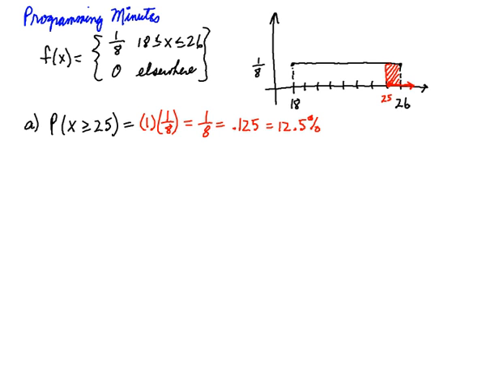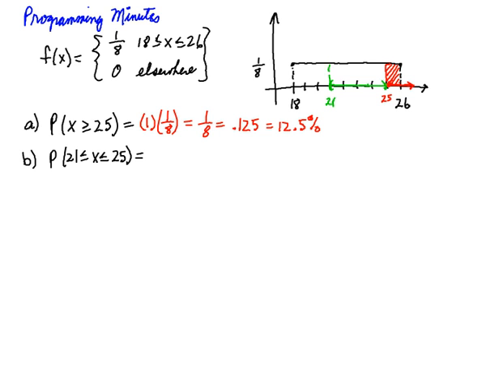Okay, the next question, B. What is the probability a sitcom will have between 21 and 25 minutes of programming? Between 21 and 25. So that would be the probability that the random variable would be somewhere between 21 and 25. And on my graph, let's see, 21 would be right here. Between 21 and 25, that interval.